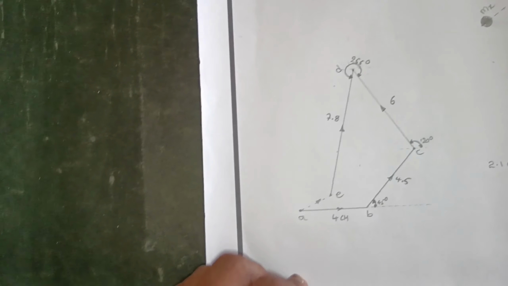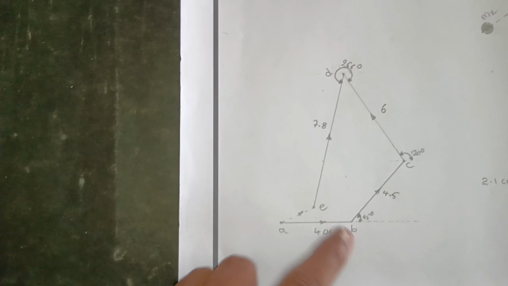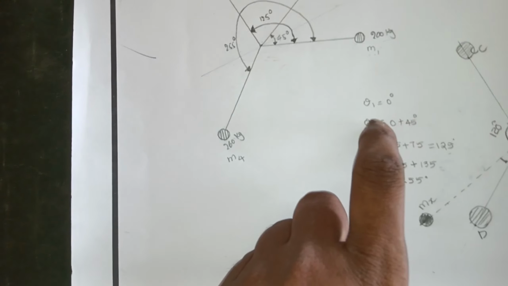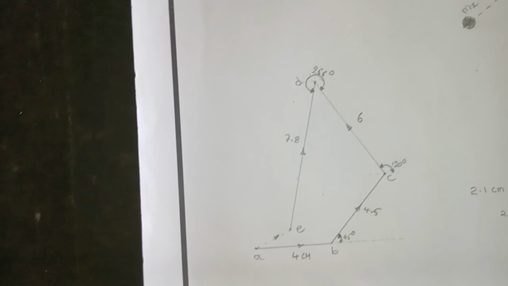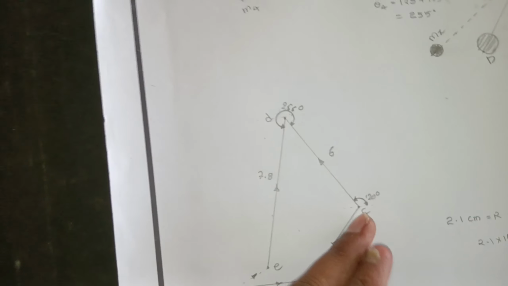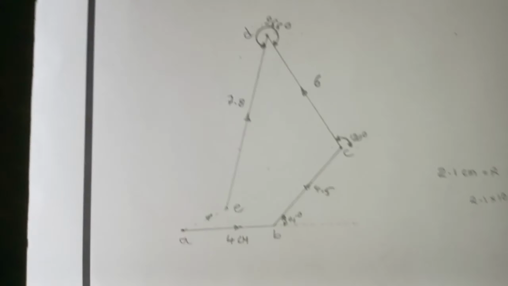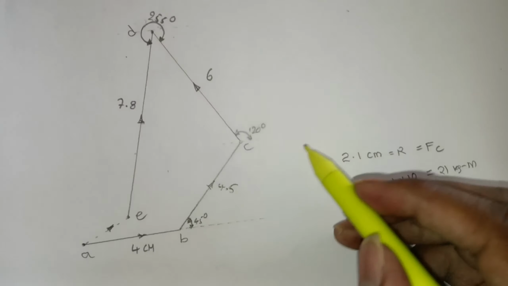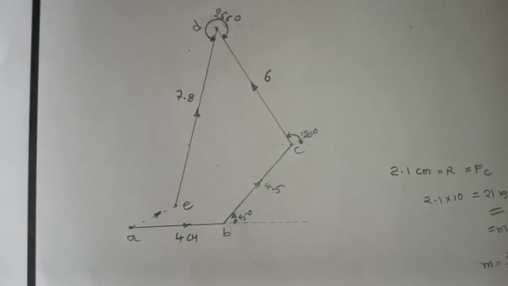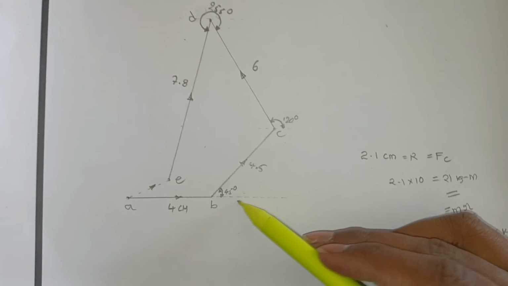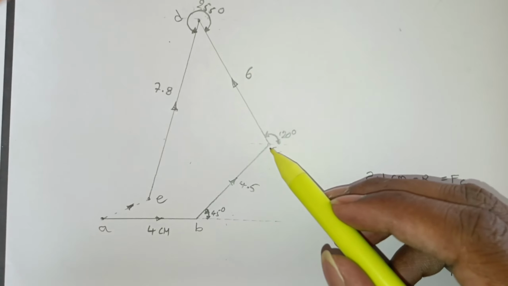you have to come here to draw this polygon. Initially you have to draw AB with 0 angle. After that you have to measure the angle here. Theta 2 is 45 degrees. You have to draw 45 degrees with the protractor. The length is 4.5, the angle is 45 degrees. Then you have to mark the point C.